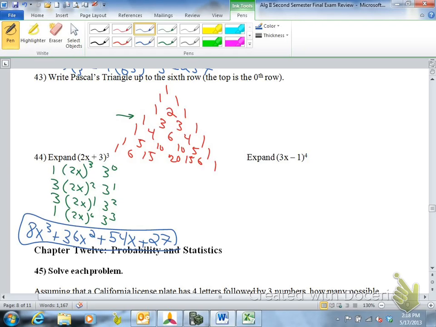So that would be the answer. Notice that both of these are positive, so you have all positives. There's no alternating negatives.